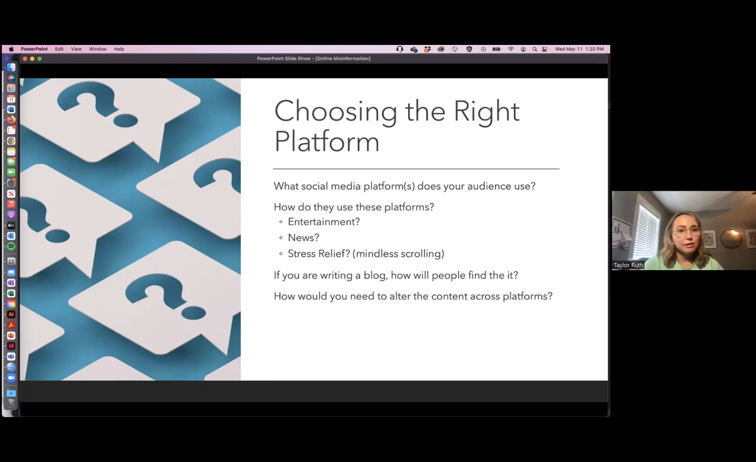I use Twitter for information. I use TikTok for entertainment, and I use Facebook to really just stay connected with my family. So you wouldn't want to be sharing just straight information through a TikTok video that you might create, because that's not what people are going to that platform for. So if you're wanting to engage, you want to make sure you're meeting their needs.